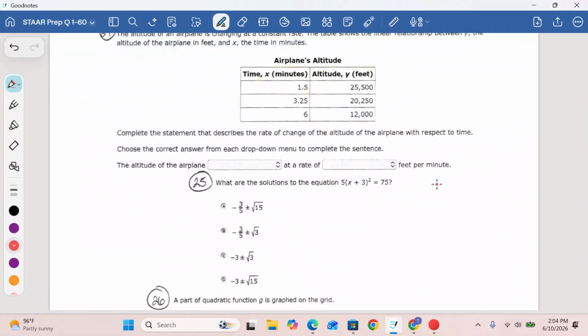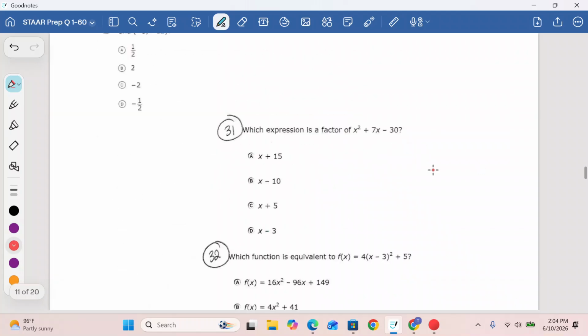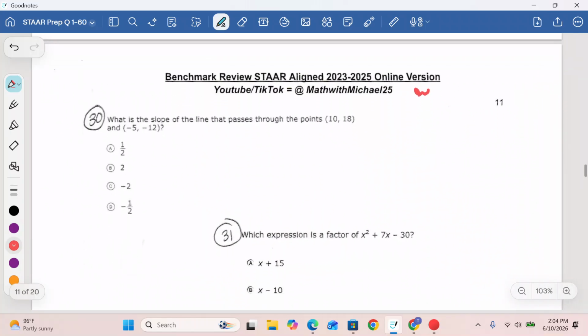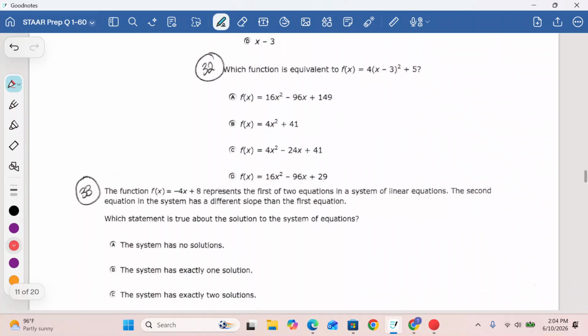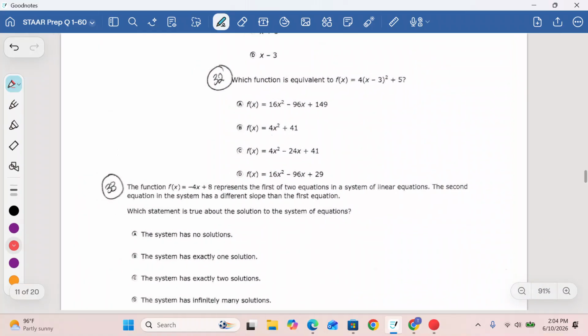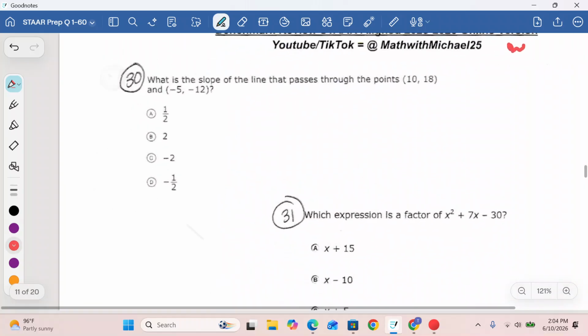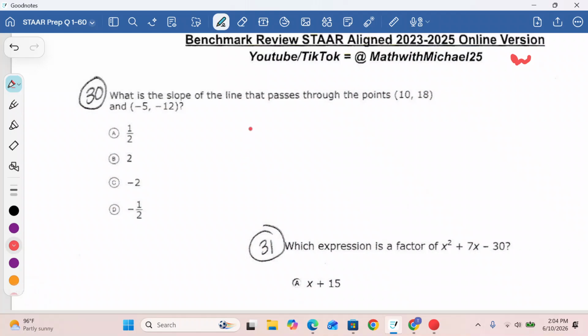Okay, the next one I want to tackle. Let's see. Oh, I want to tackle number 30. Oh, the 30. 30 is a good one, and 31 is a good one, and 32 is a good one. Oh, these are good ones, and I think that's where we're going to stop today. 30, 31, and 32. I think these will be the last three problems. It says, find the slope of the line that passes through these points.